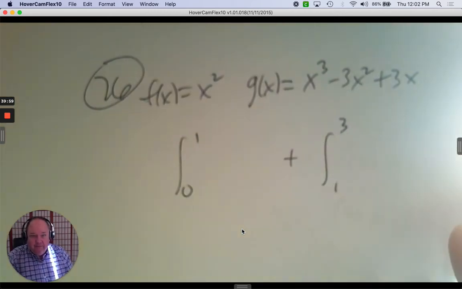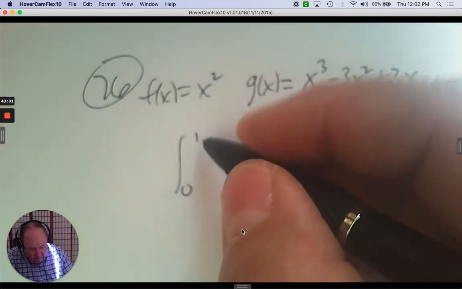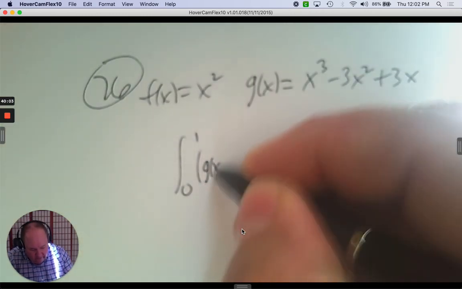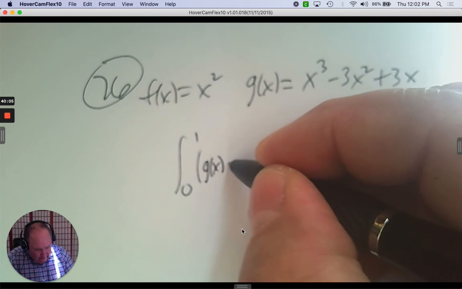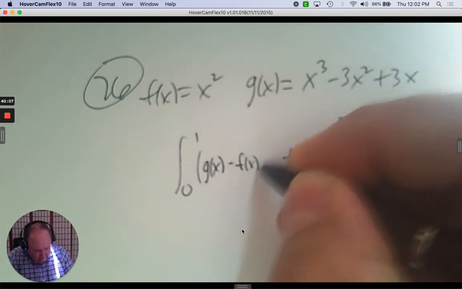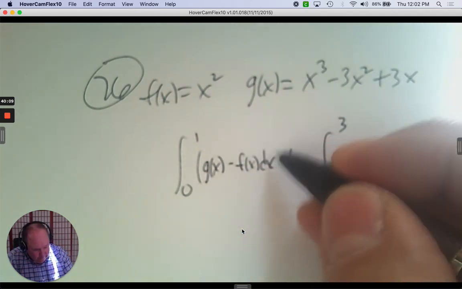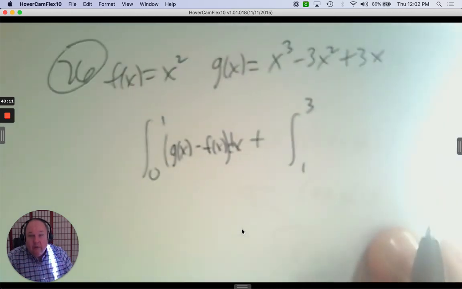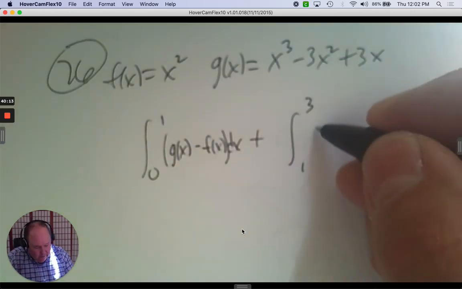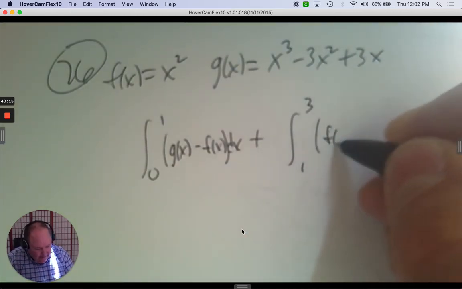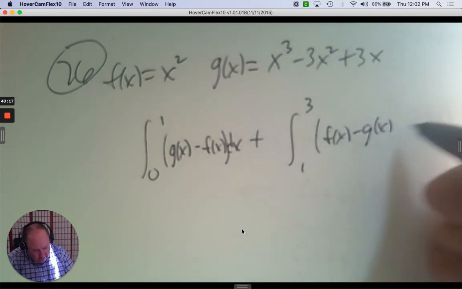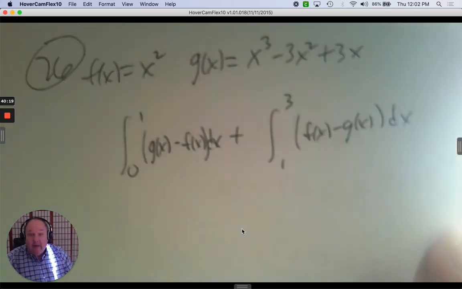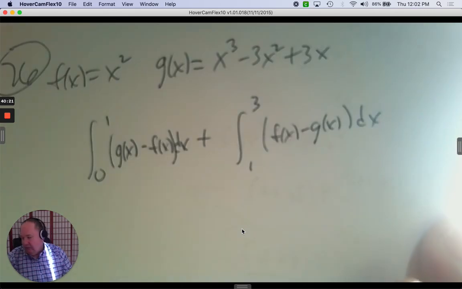So, the first one, g of x, and once it's defined, we can just say g of x subtract f of x. So once it's defined, you can just do that. And then the second one would be f of x subtract g of x. And there it is. So there's the integral setup to find the area.